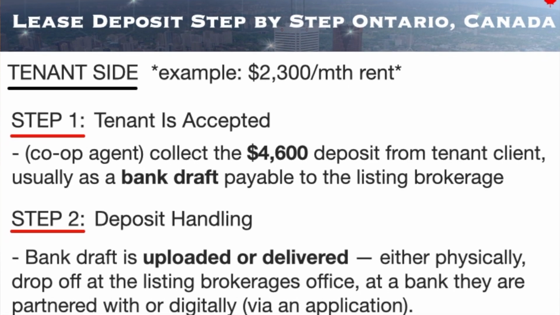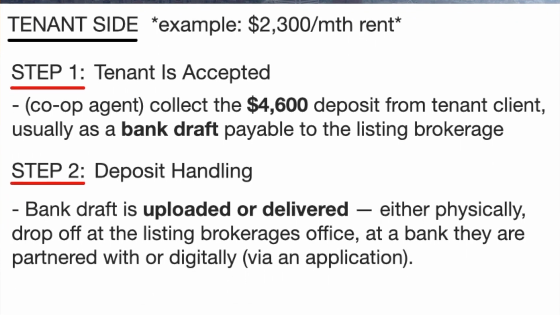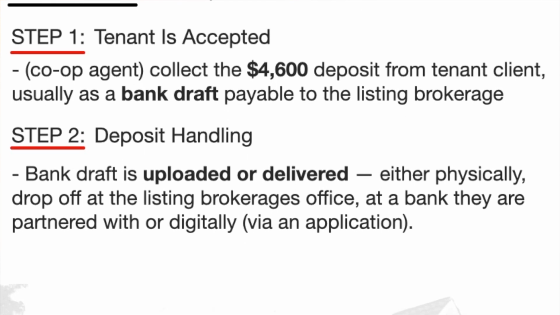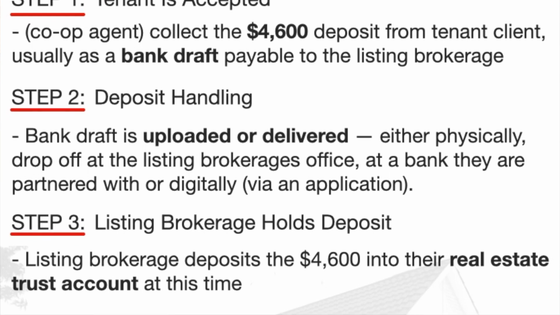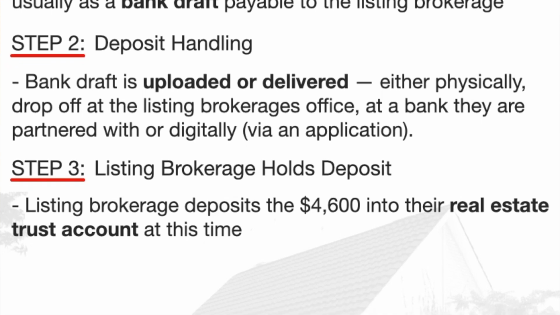That bank draft is uploaded or delivered, either physically dropped off at the listing brokerage's office or at a bank they are partnered with, or digitally via an application. It will depend on their policy and how they handle the deposit. You will be in discussion with the listing agent about this. Step 3, listing brokerage holds the deposit. Short one here, the listing brokerage deposits the $4,600 into the real estate trust account at this time.